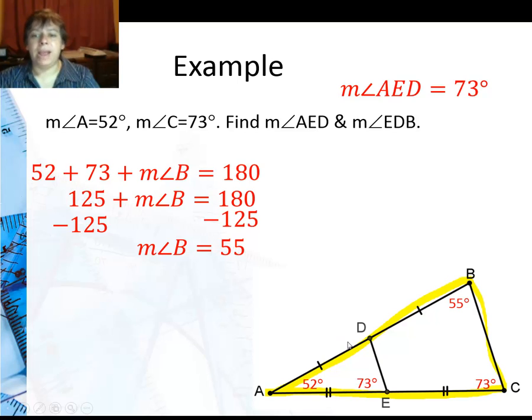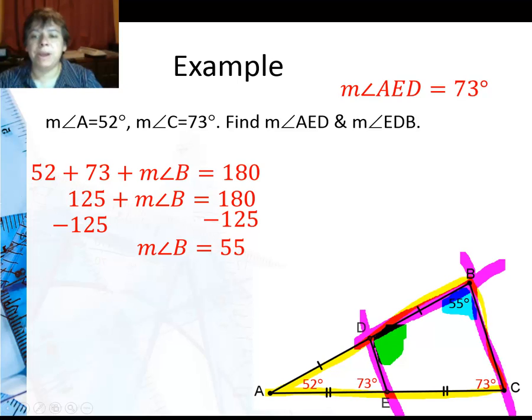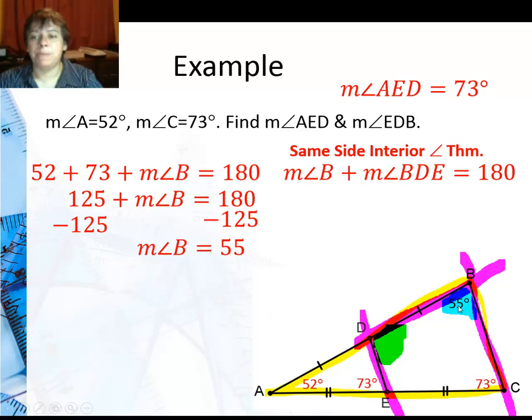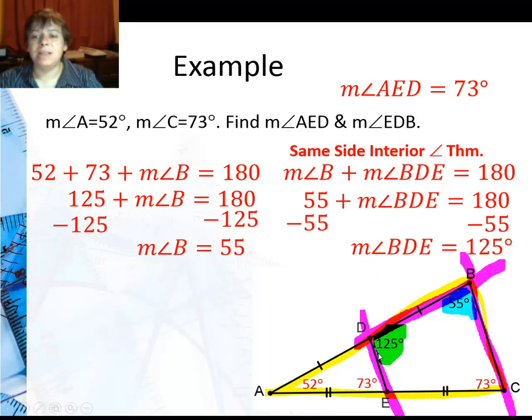All right, so now I'm trying to find EDB. Why did I want to know that one? You can see that angle 55 here and this angle are going to be related because I have parallel lines right there. So here's my transversal this time. I'm trying to find the green line, and you can see the two parallel lines. By the same side interior angle theorem, I know that this angle and 55 are supplementary. They have to add up to 180. Substitute in the 55, subtract it from both sides, and I get that this angle is 125 degrees.